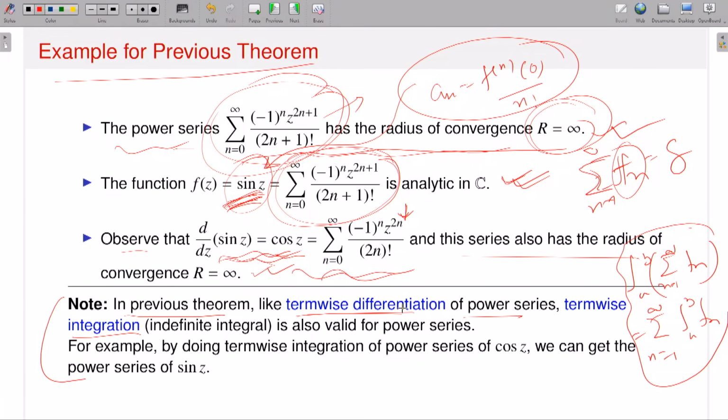Similarly, you can ask about term by term integration. I am saying that this is also valid for power series, though I am not explaining it clearly, term by term integration is also possible. For example, if I know the power series expansion of cosine, then I can have the power series expansion of sine by taking the integrations. So by doing term by term integration of the power series of cosine, we can have the power series of sine functions.